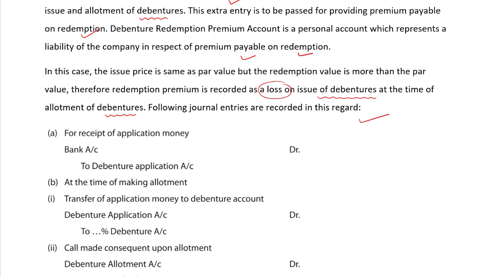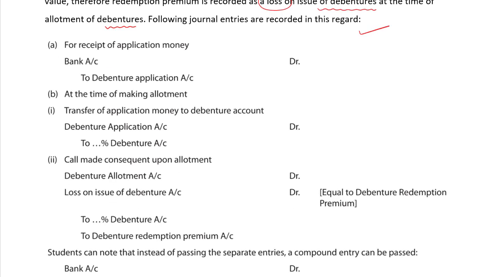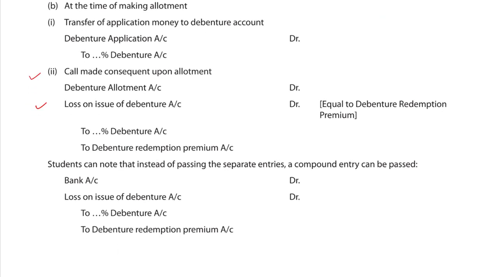For receipt of application money, bank to debenture application. At the time of making the allotment, transfer of application money to debenture account, debenture application account debited to debentures. Call made subsequent upon allotment, debenture allotment account, loss on issue of debentures to debentures, and this loss is actually debenture redemption premium.